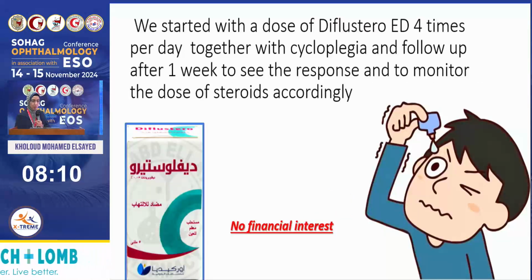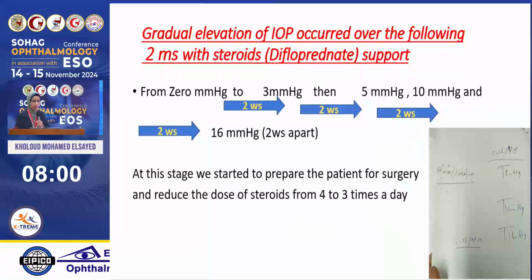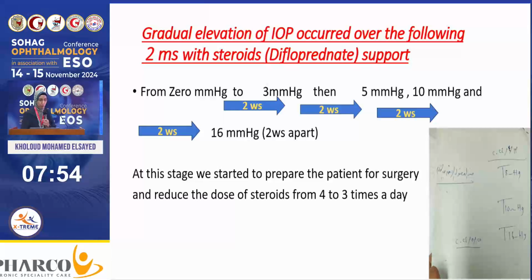We started with a dose of difluprednate eye drops 4 times per day, together with cycloplegia, and follow-up after 1 week to see the response and to monitor the dose of steroids accordingly. Gradual elevation of intraocular pressure occurred over the following 2 months with steroid support, from 0 to 3, 5, 10, and 16 mm mercury, 2 weeks apart.